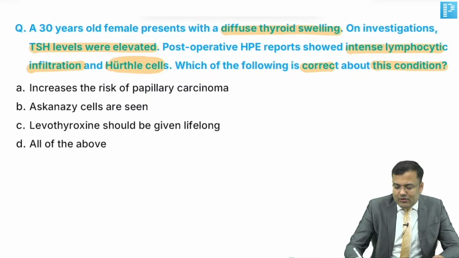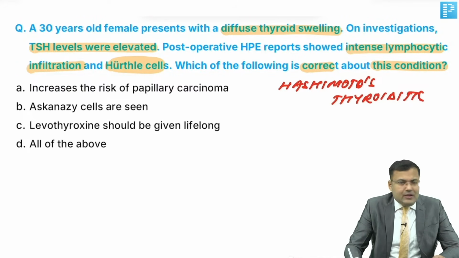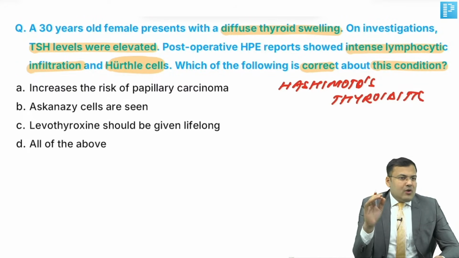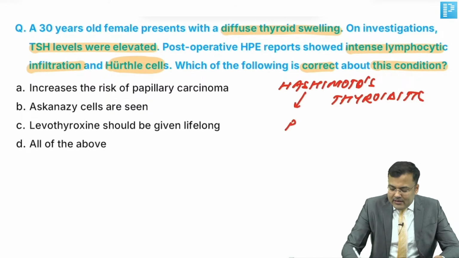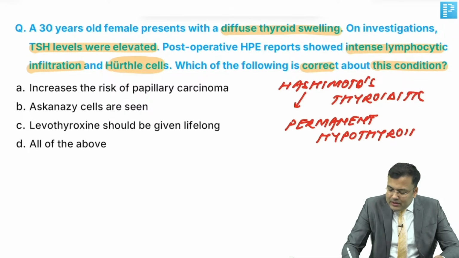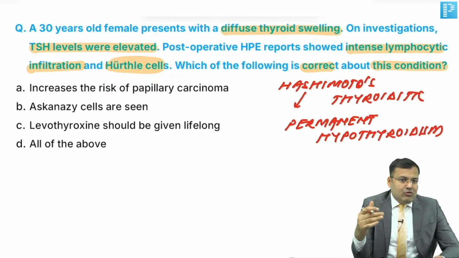You know what's the diagnosis? The patient is having Hashimoto's thyroiditis, and you know that this is an autoimmune disorder. What is the autoantibody? Anti-TPO. Here there are Hurthle cells, Askanazy cells. It leads to permanent hypothyroidism. Clear? That's why we are supposed to give lifelong levothyroxine.